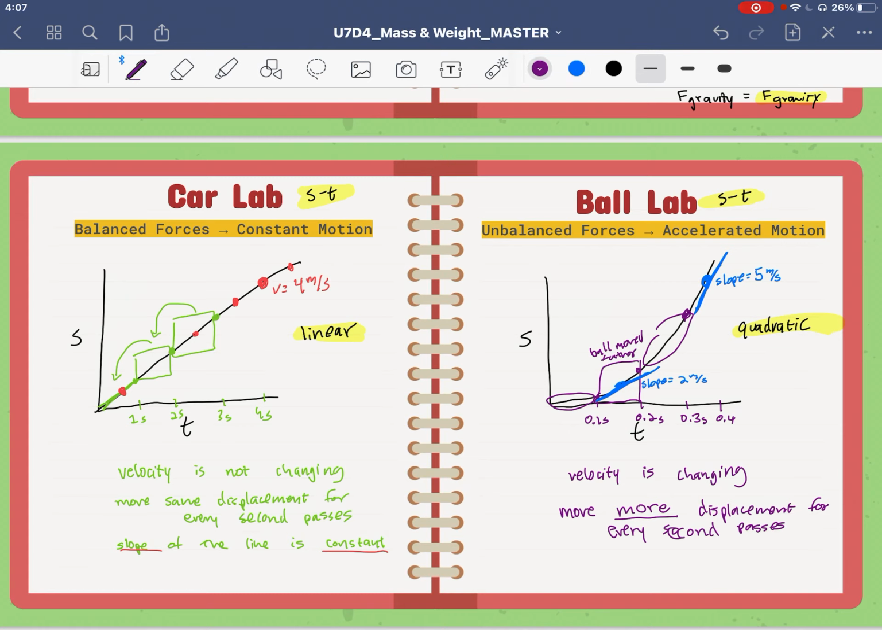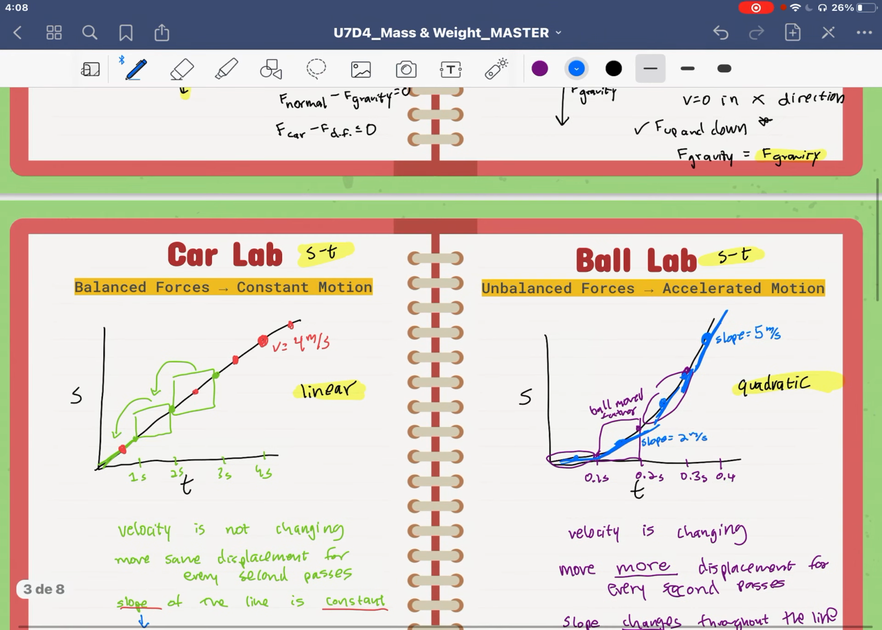So what am I seeing? I'm seeing the slope changes throughout the line. Remember, in both of these instances, the slope is actually the velocity. So I have different slopes along every point of this line. If I were to draw in my tangent lines, my slope is changing at every point in this line.